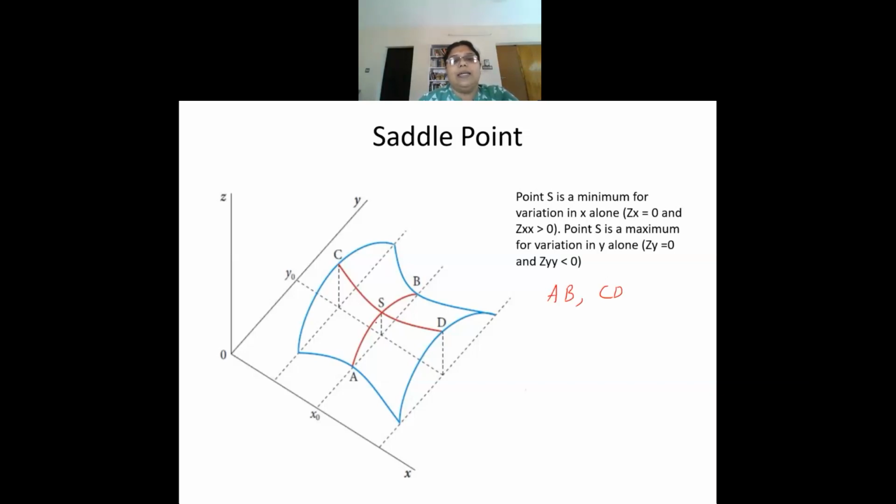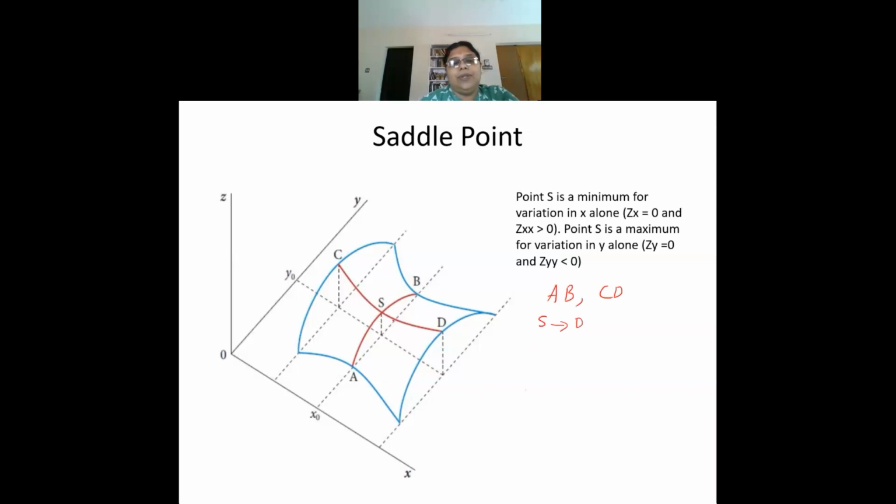Now let us first take the curve, for instance, CD. Okay, let's take the curve CD. Let's take a movement from point S to a point on the curve CD, that is to the point D. From S you are actually moving to point D along this curve CD.